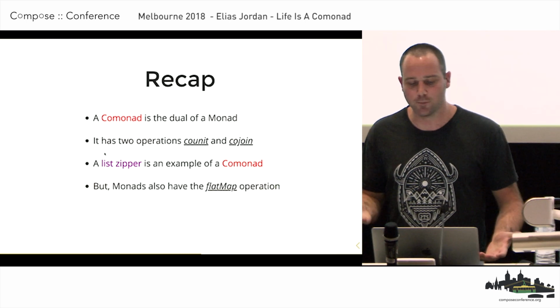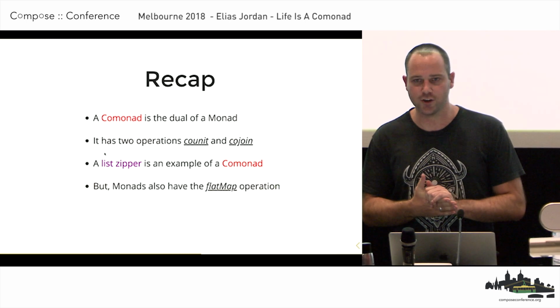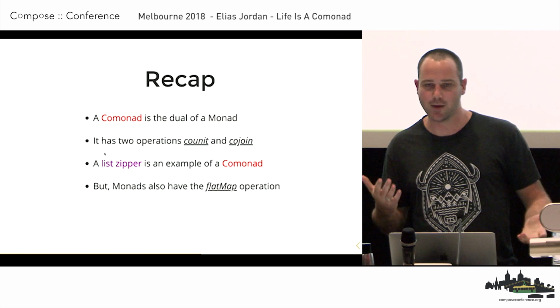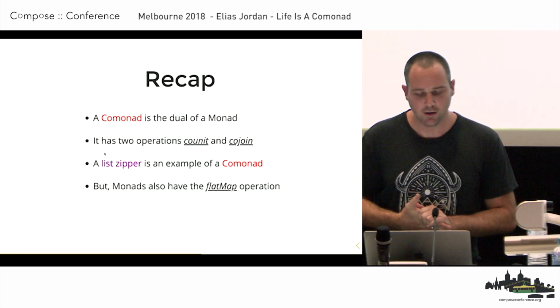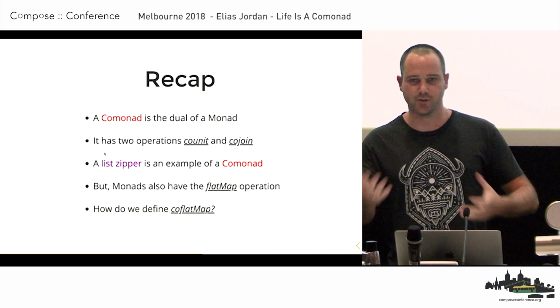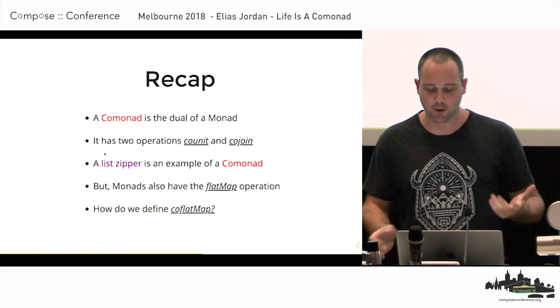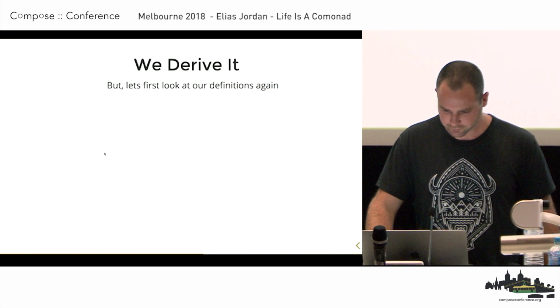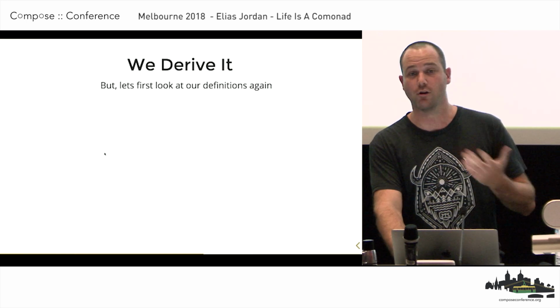You might be thinking that monads have a pretty useful operation that you use a lot called flat map or bind. So what's the equivalent of that in a comonad? What's the opposite of that? And how do we define co-flat map? Well, we actually derive it.